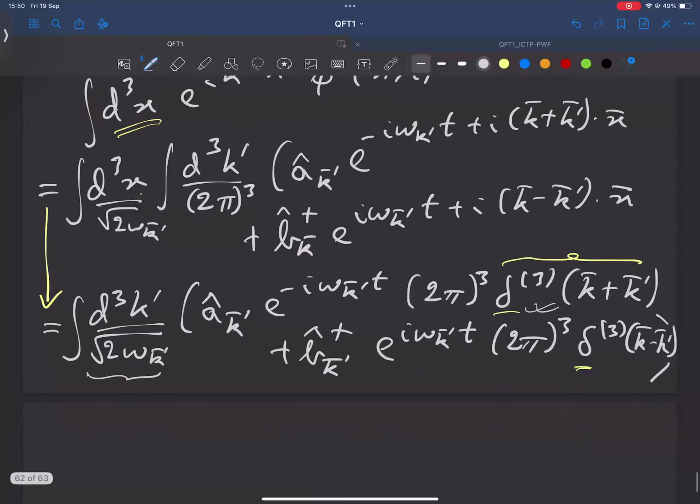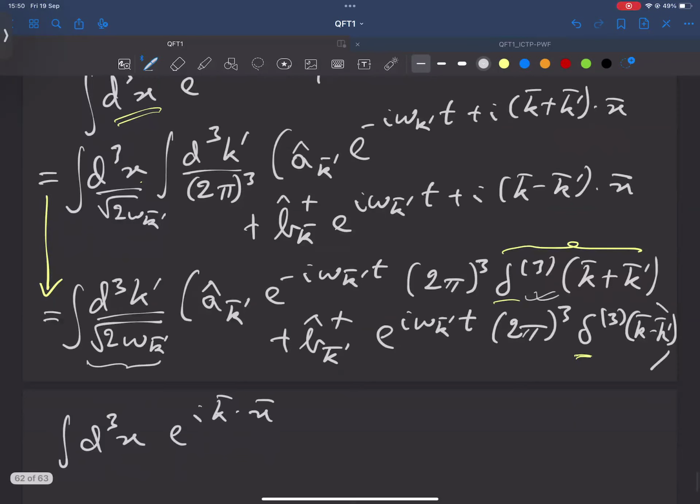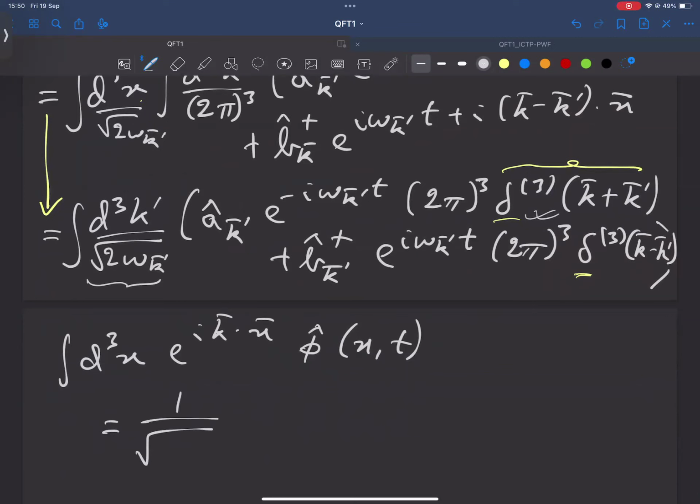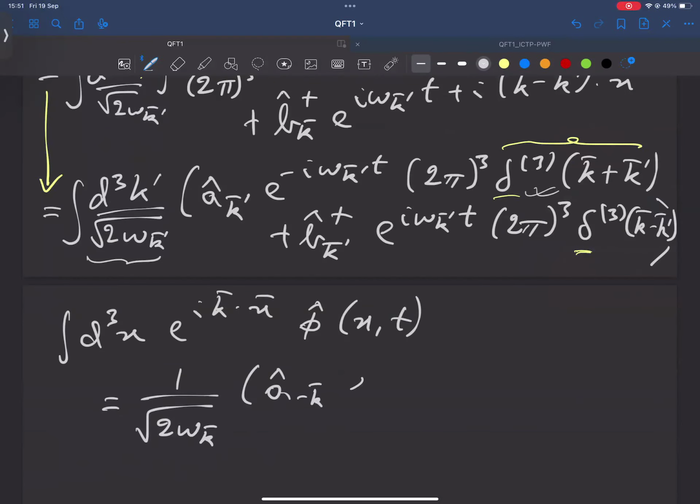what we get is this thing. We get the integral d3x e to the power i k dot x phi hat x t equals 1 by 2 omega k, a hat minus k e to the power minus i omega k t plus b hat dagger k e to the power plus i omega k t.